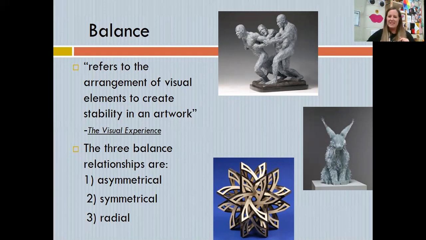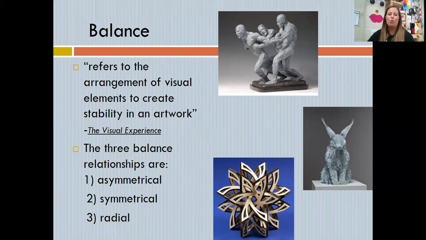Our second one is symmetrical balance. This is a pretty easy one. Most people are familiar with it. If we look at our little rabbit down there, if we were to fold that rabbit in half, we have the same elements of design on both sides. I have the same texture, same colors, same forms. Fold it in half, it's a mirror image.